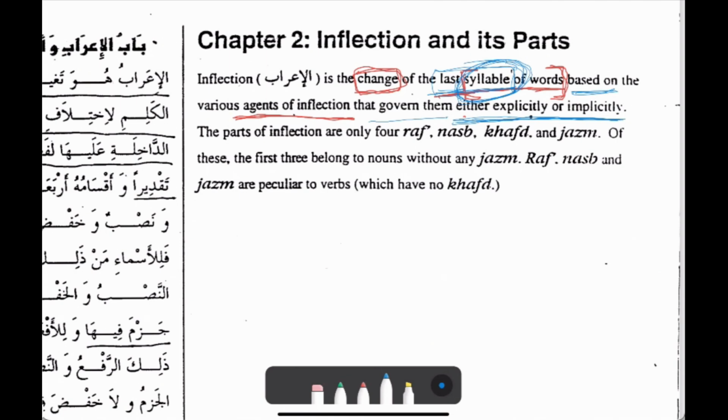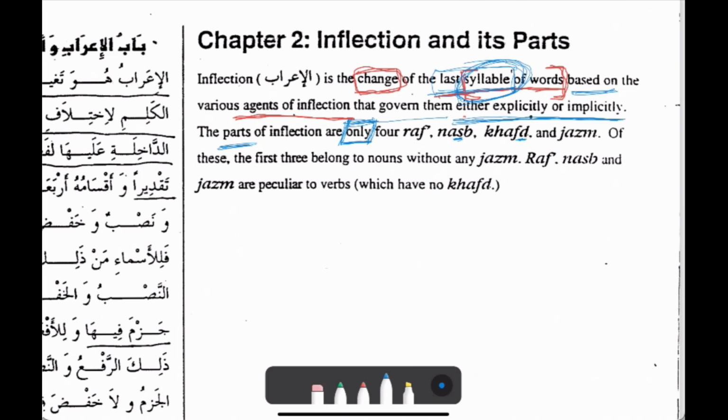وَأَقْسَامُهُ أَرْبَعَةٌ. The parts of inflection, so he said parts instead of divisions, are only four. He adds the word only. It's not a bad addition. That's the implication there. Raf'un wa nasbun wa khafdun and jazm. So he didn't translate them, which is fair. I'm translating with you to help you understand, inshallah. But when you don't translate and you just do it like this, then you don't have to worry about mixing definitions.